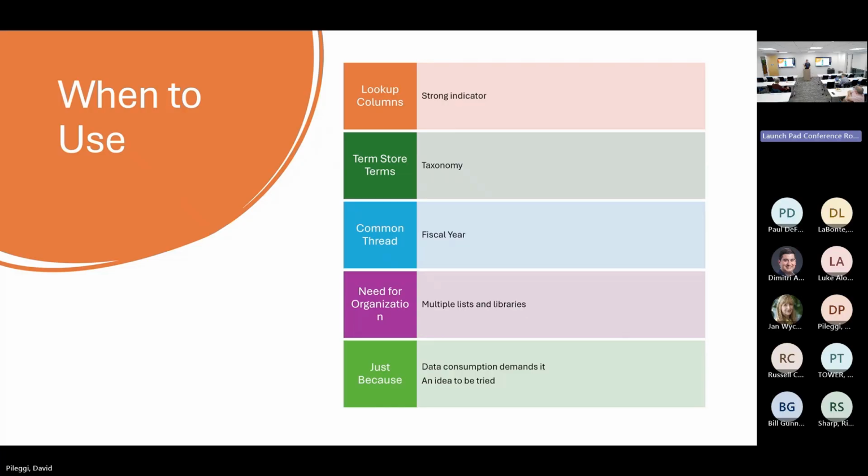Common threads such as fiscal year. Fiscal year is probably one of the most common that I've seen in a lot of document libraries. And so what ends up happening is you have these different document libraries that have fiscal year attached to them. You could probably build something to allow people to use the filters and actually have a much more clear visual of that fiscal year.